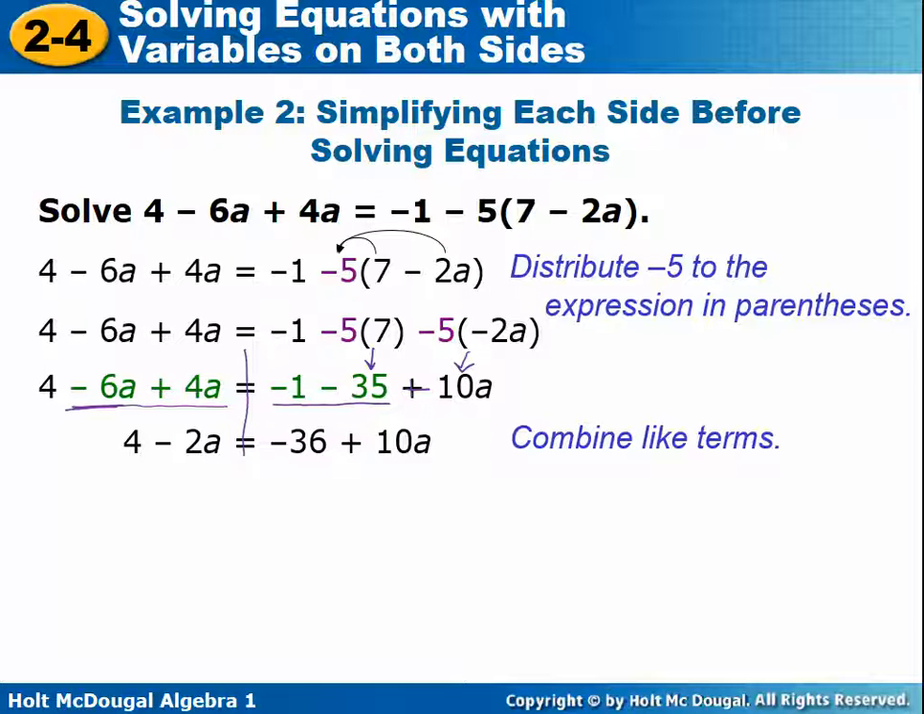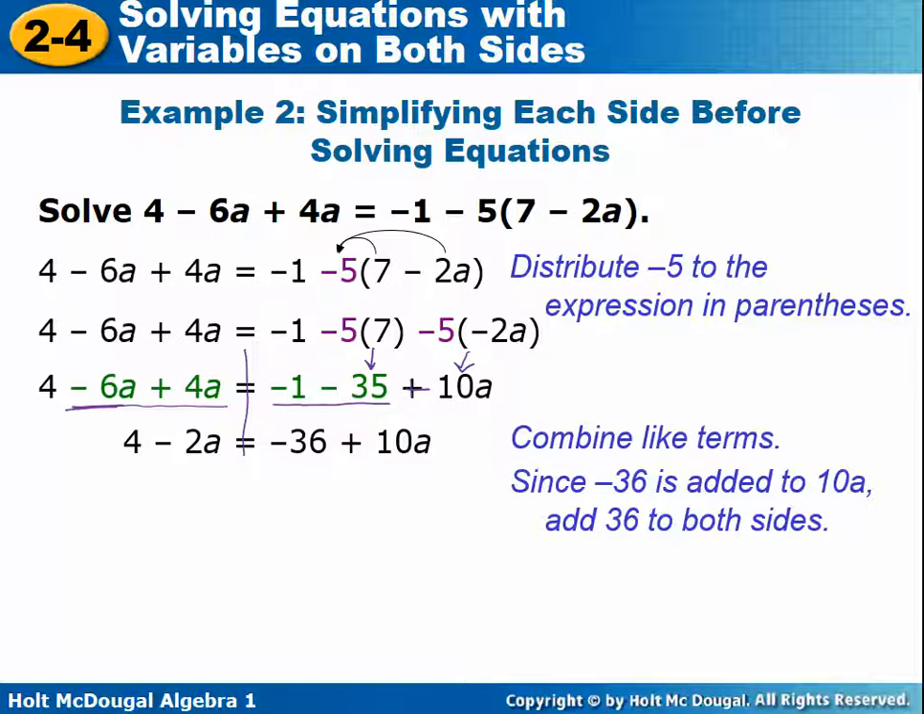So now we have 4 minus 2a equals negative 36 plus 10a. Now we're to the step that says, all right, you've got a negative 2a on the left and a 10a on the right. We need to get those terms together. We can either add 2a to both sides or subtract 10a from both sides. And again, either one is completely valid. Neither is better than the other necessarily, unless you prefer one or the other better.